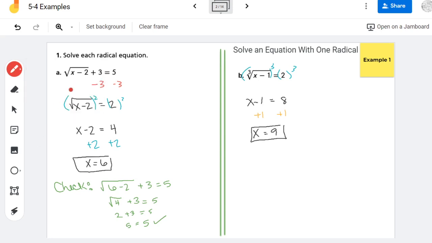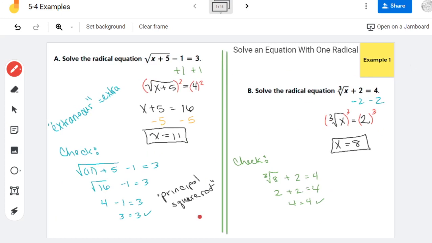Now we're going to check ourselves. In the original equation, where x is, I replace it with a 9. So 9 minus 1 is 8, and the cube root of 8 is 2, so we're good to go. So I have solved an equation with one radical.